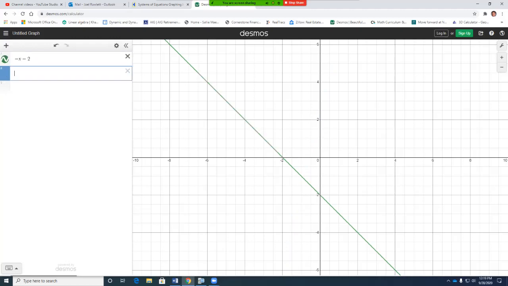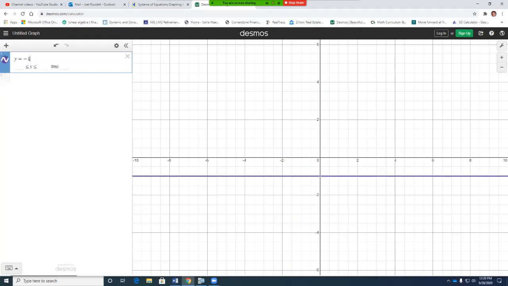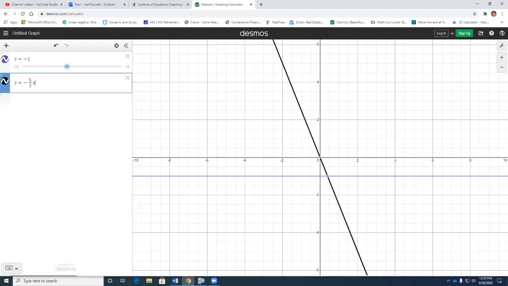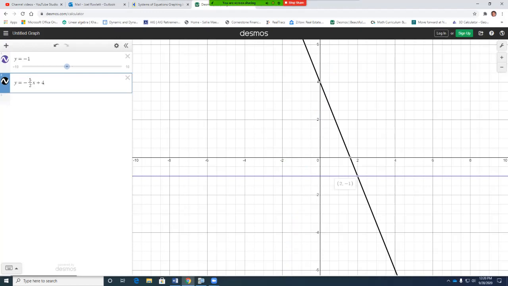And finally, let's take a look at the last one we did. That's the one that said y is equal to -1. And as you can see, that's a horizontal line. And then the second one said y is equal to -5/2 x plus 4. And we can see that they intersect here when x is 2 and y is -1, and that's what we got when we solved by substitution. So substitution is one way to solve a system of equations, and graphing is another.